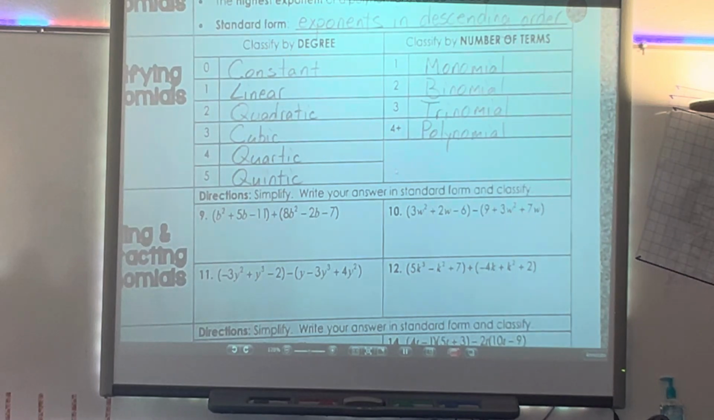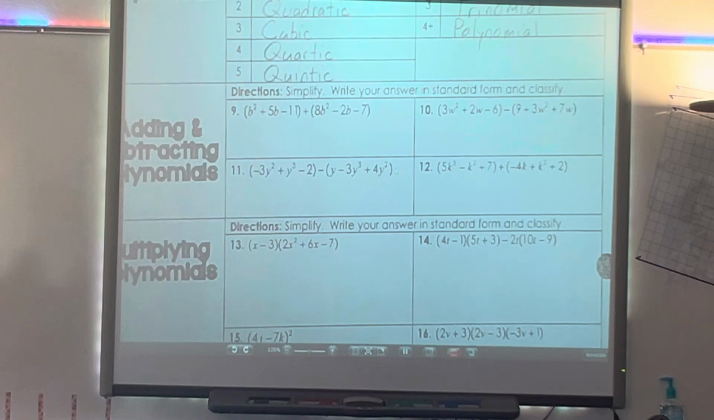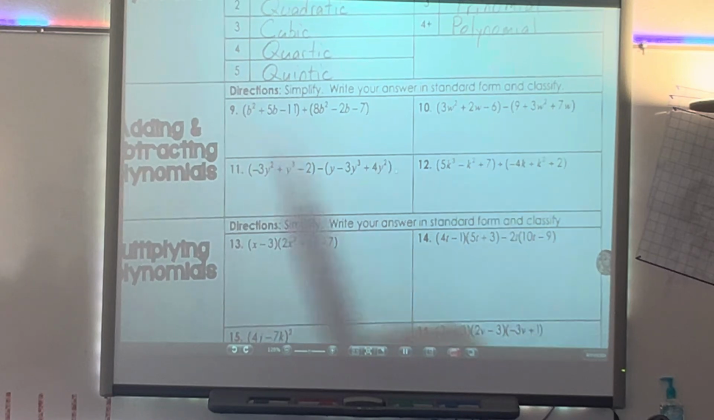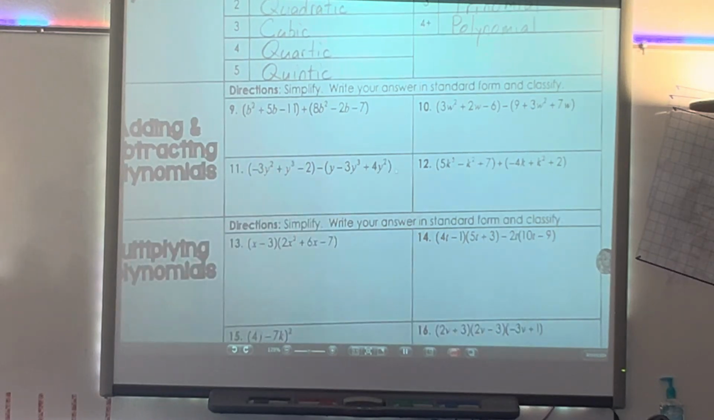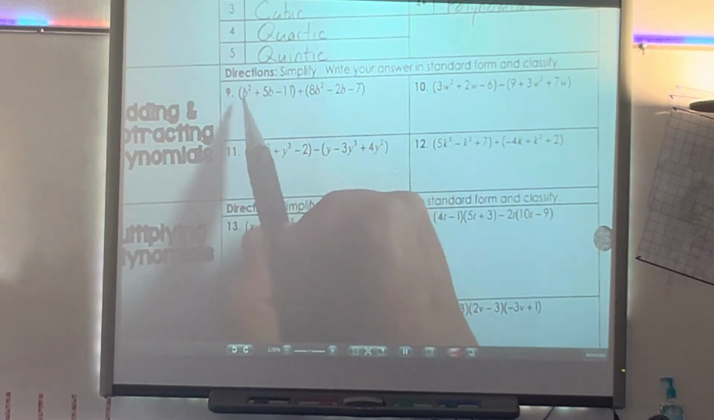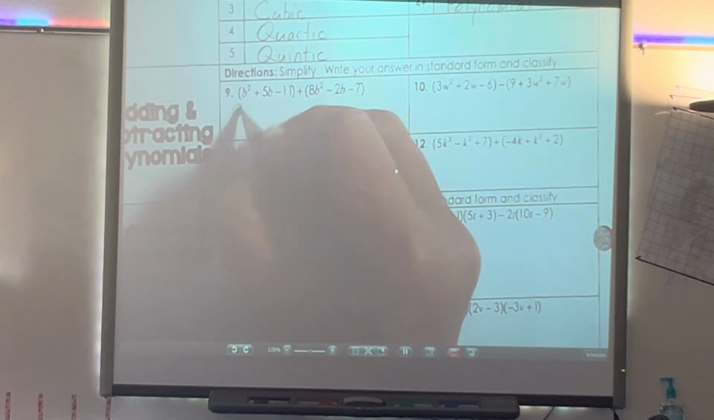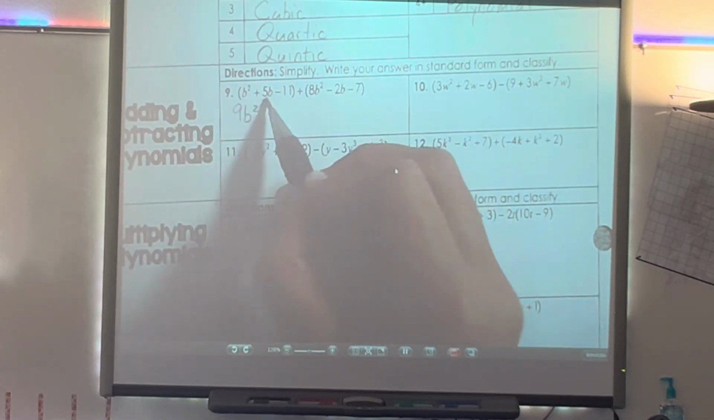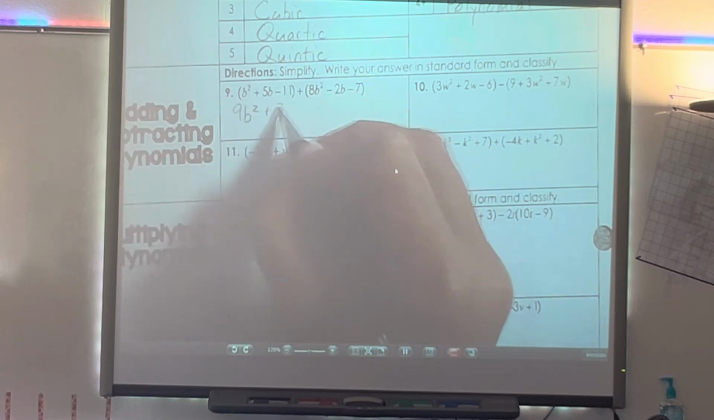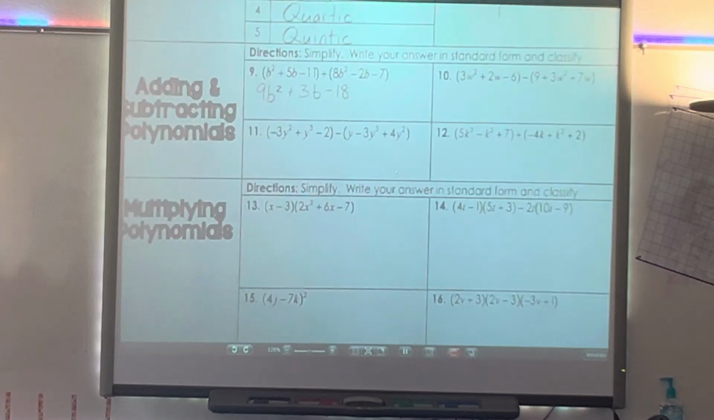All right, so this section right here, they want you to classify it, simplify it, and then classify them. We'll just look at 9. I'll do 1 addition, and I'll probably do 9 and 11. Is that okay with y'all? Okay, so that looks like 9b squared plus 3b minus 18. Assuming y'all can do that fine.